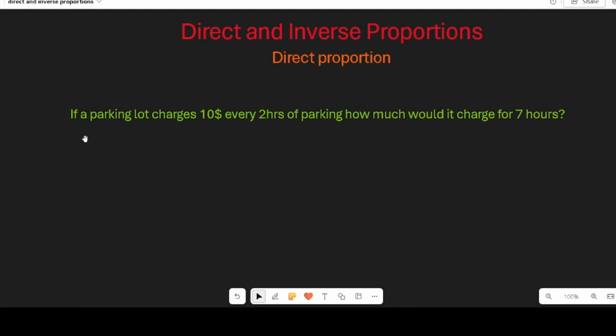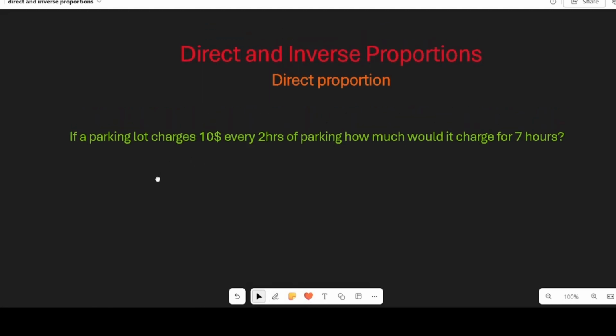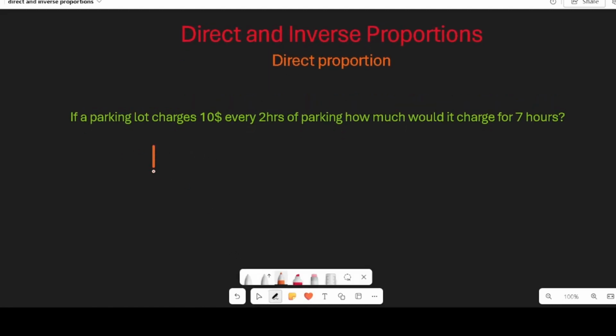Now we need to find it. According to the basic method, we would find the number of dollars per every 1 hour. So 2 hours would be $10. Then 1 hour would be how much? Obviously we would divide 10 by 2, which would be $5.